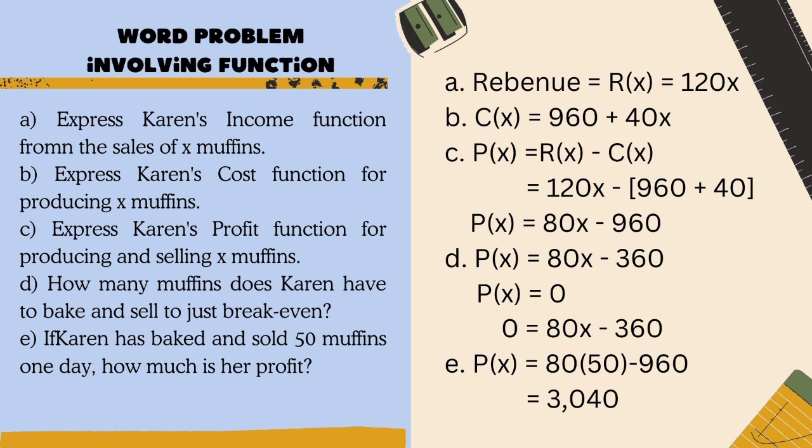Letter E. If Karen has baked and sold 50 muffins one day, how much is her profit? Since the profit function is P(x) equals 80x minus 960, substituting 50 muffins into this function will result to P(50) equals 80 times 50 minus 960, which would be 3,040.